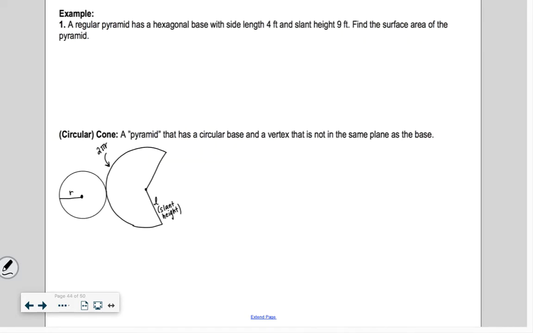Okay, so let's use our formula. So it says a regular pyramid has a hexagonal base with a side length of 4 and a slant height of 9. Find the surface area of the pyramid. So we're going to say surface area is area of our base plus 1/2 perimeter times slant height. L is slant height. Is P times L in parentheses? It could be. You don't have to.